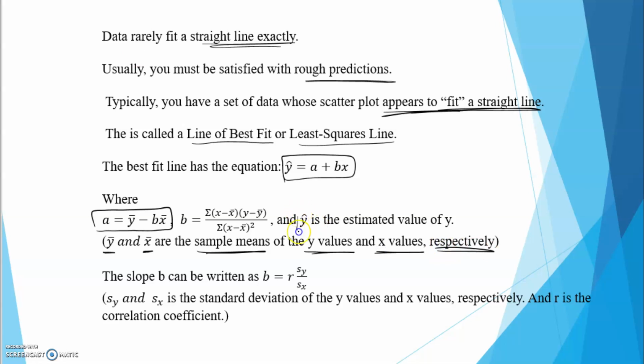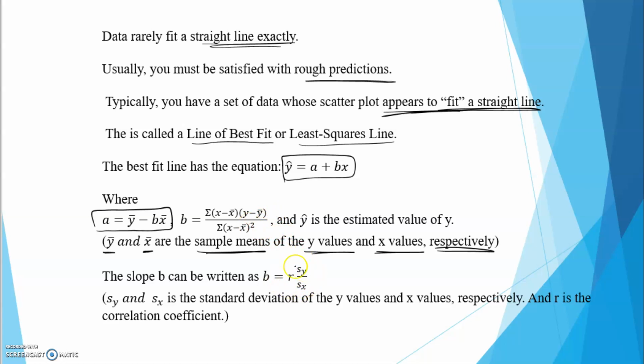We already said that y hat is an estimate for y. This y right here is all the numbers on the line. This y right here is your actual data values. Okay, and you've got two formulas for b. I'll show you which one we're going to actually use here in a minute.